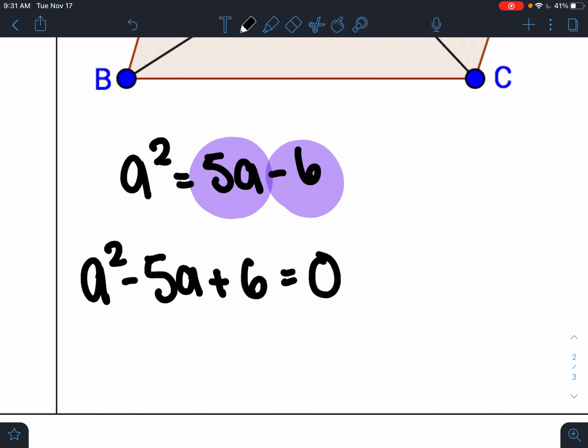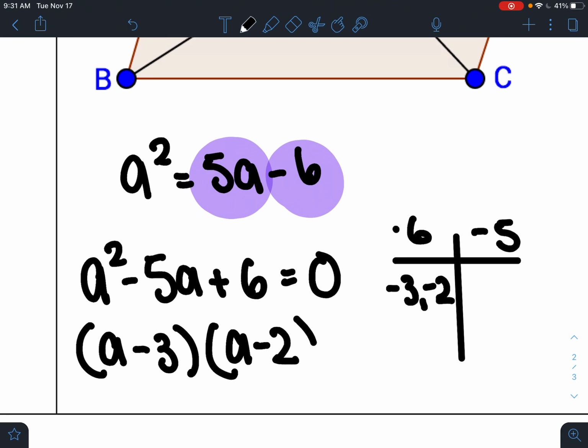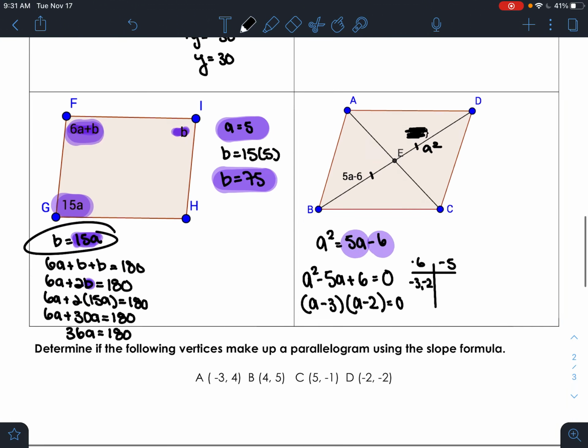And I'm going to have to factor this, which means that I need to find two numbers, and I like to set mine up in this little chart. I need to find two numbers that multiply to get a positive 6, but add to get a negative 5. Those two numbers are going to be negative 3 and negative 2, which means this factors into (a minus 3)(a minus 2) equals 0.